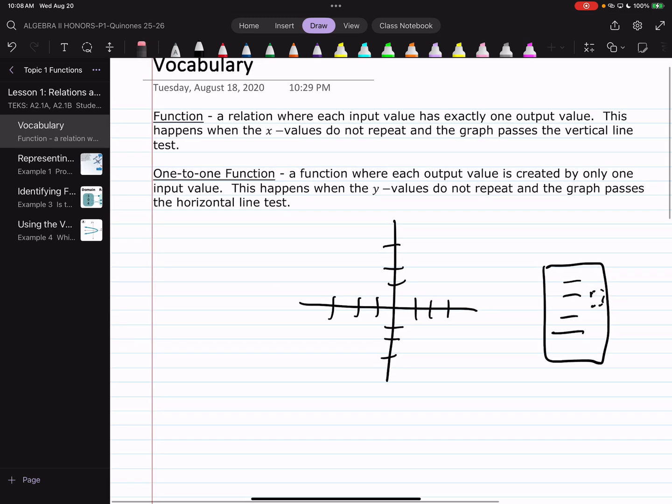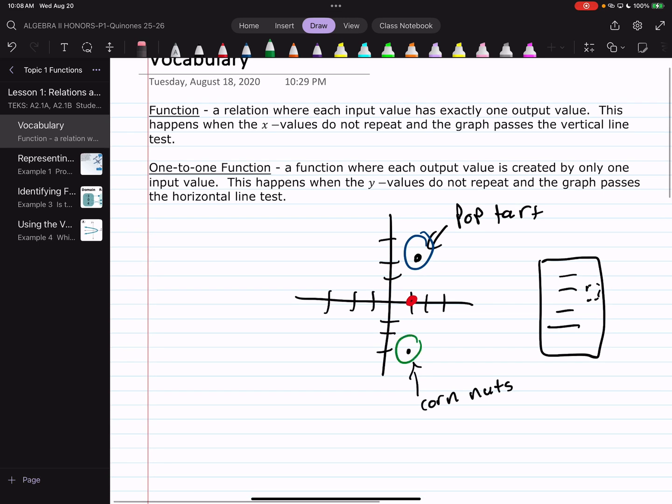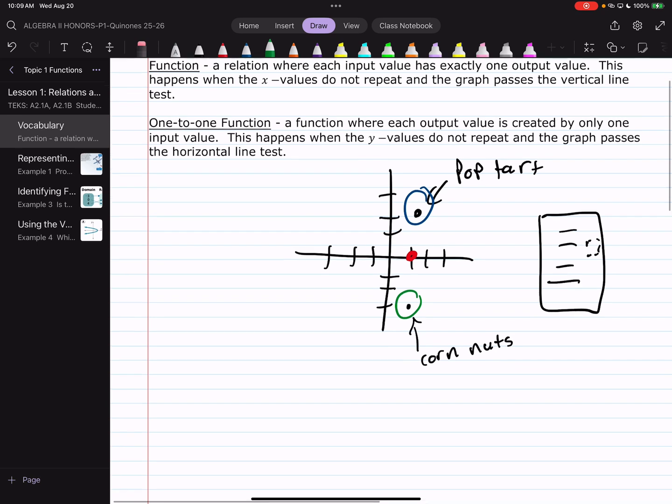So imagine for a moment, this is my Pop-Tart, and imagine for a moment, this is my corn nut. Whenever I put in this input, and input's always my x, right? Inputs are always my x. When I input that value, I could either get my Pop-Tart, or I could get my corn nuts. Would you go back to that vending machine? Heck no, I wouldn't. Jeez. I'm expecting something when I put in that number, right? So think of it like this.